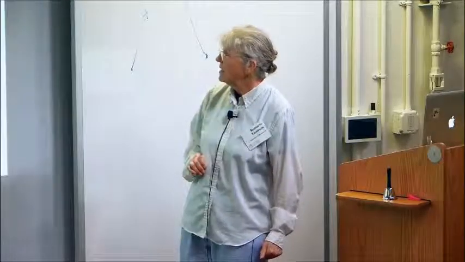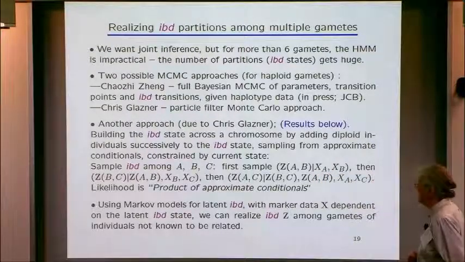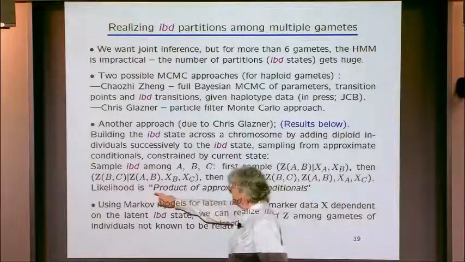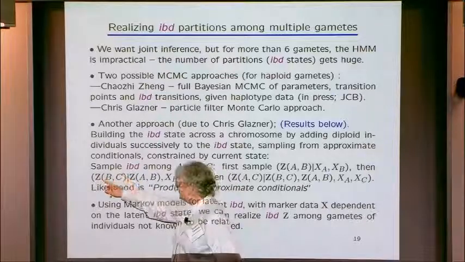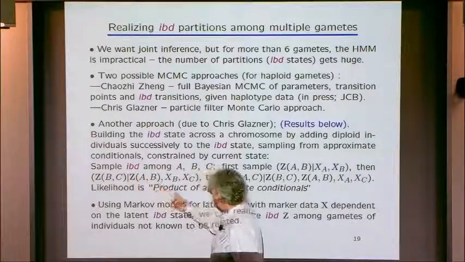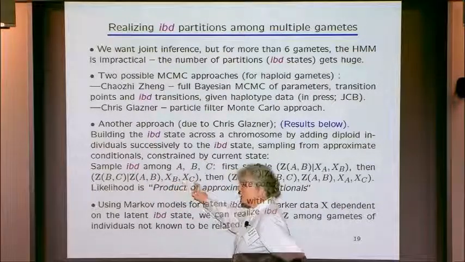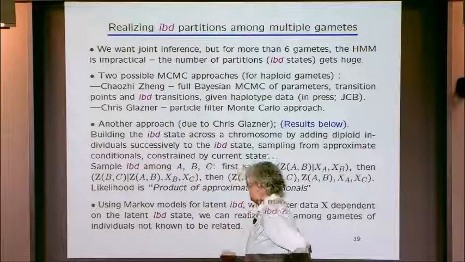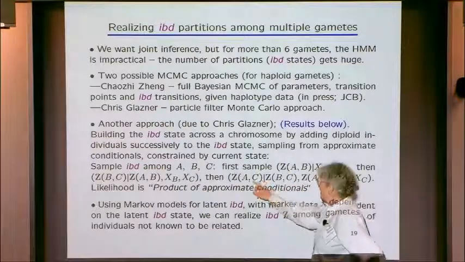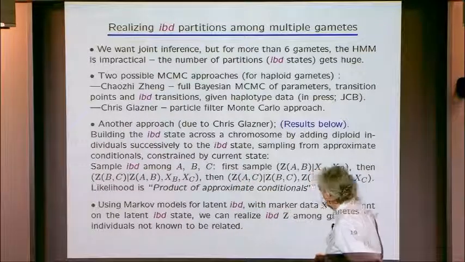Conditional on their marker data, A and B. Then you take a third individual and infer the identity by descent state between B and C, given what you've constrained already between A and B, but given the data not on A, B, and C, but only on B and C. That's where the approximation comes in. And then having done that, you do the third leg of the triangle and infer the identity by descent state between individual A and individual C.